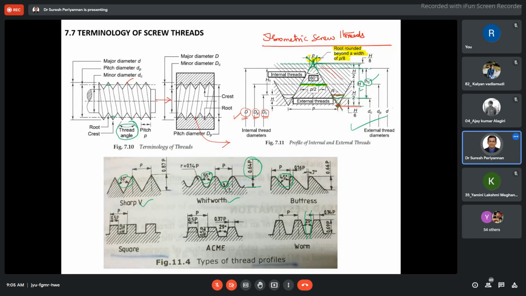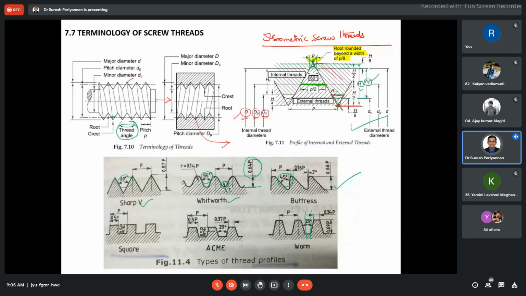Now this worm thread, you should know. These are standard things. As a mechanical engineer, we should know worm threads. What is the thread angle? 29 degree. Buttress thread, what is the thread angle? 45 degree. Whitworth thread, what is the thread angle? 55 degree. Okay. What is the V thread angle? 60 degree.